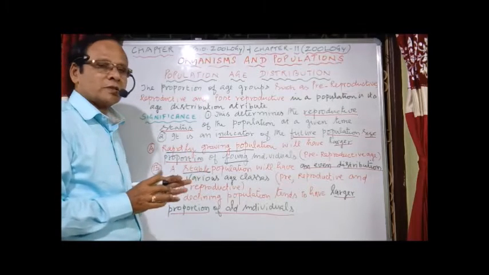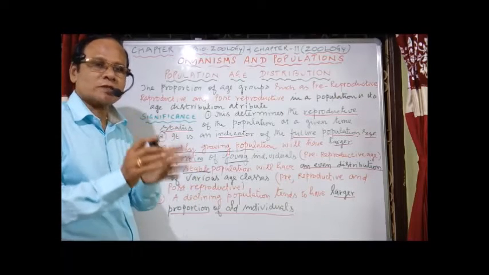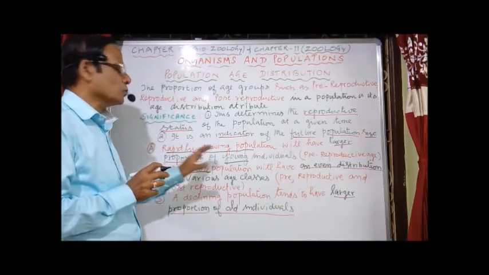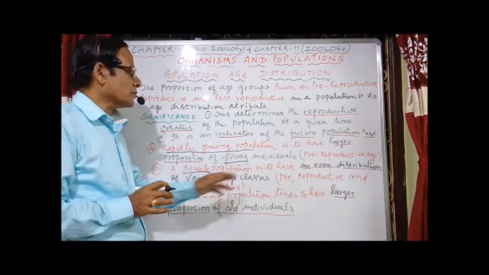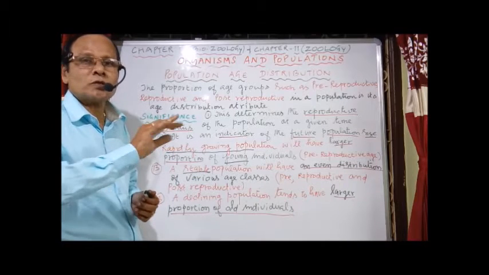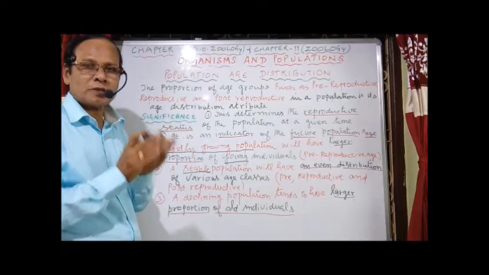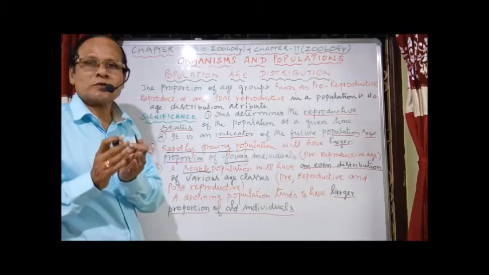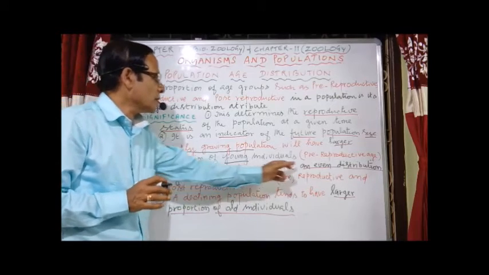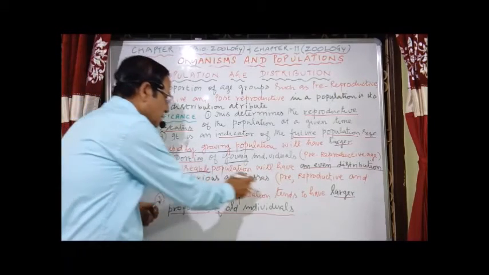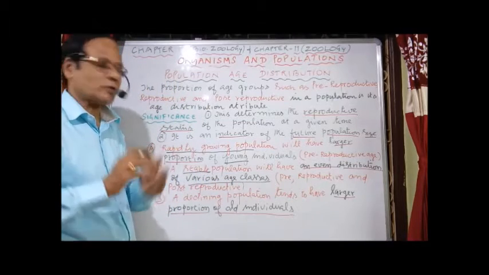Now in a stable population, there is no increase in size, so the population remains at its original size. What type of individuals are more here? A stable population will have an even distribution of all three groups of individuals. The individuals at the pre-reproductive, reproductive and post-reproductive stages are in more or less equal numbers. That's why I say we have an even distribution of the three age classes, pre-reproductive, reproductive and post-reproductive.